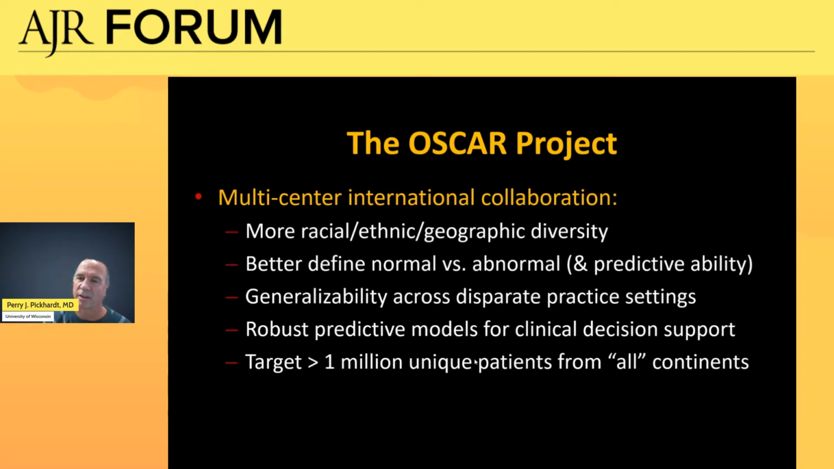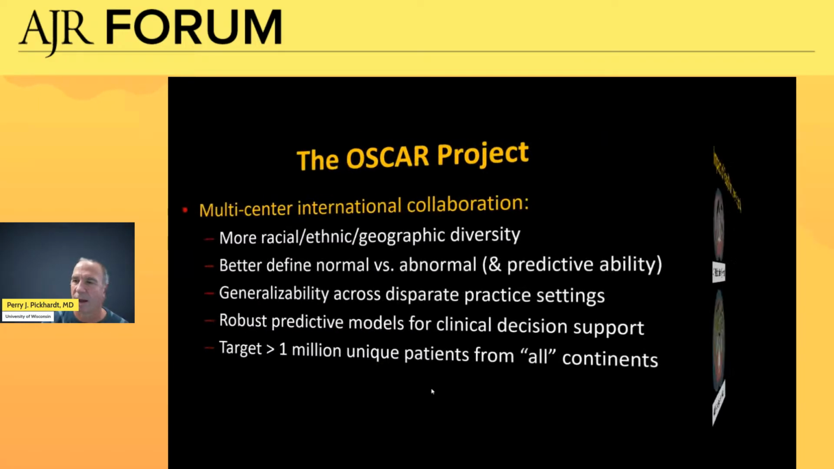We're expanding beyond UW to many US-based sites, as well as sites across the world and every continent right now except for Antarctica. And we now have over a million unique patients. So we're basically looking at racial, ethnic, geographic impact and trying to come up with more generalizable models that take into account one's specific demographics.